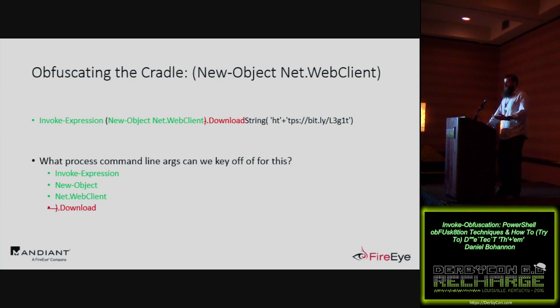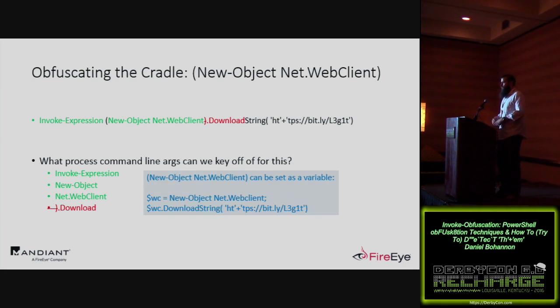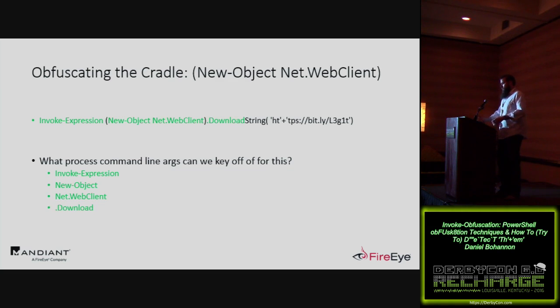So we can't rely on there being a parenthesis here because you can actually set New-Object Net.WebClient as a variable, and typically you'll see some tools do this and call the variable WC. So let's just remove that parenthesis off of there. .Download. How could the dot be problematic?